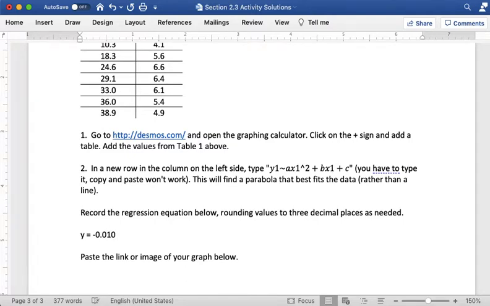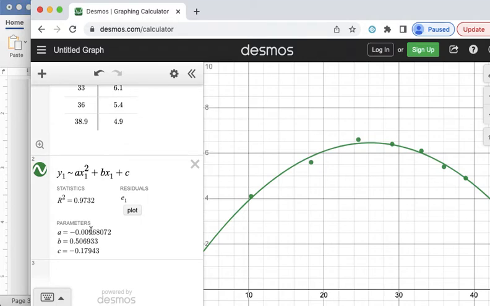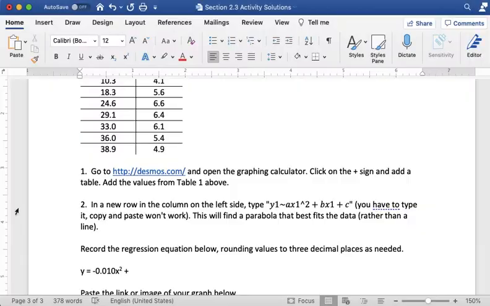And that's going to be x squared. So I can use my superscript button to type a squared. You can also use equation editor if you would like to make this equation. That works too. So my A is negative 0.010 to 3 digits after the decimal point. My B is 0.506. That also is going to round up because it's 9, so it'll round up to 0.507.